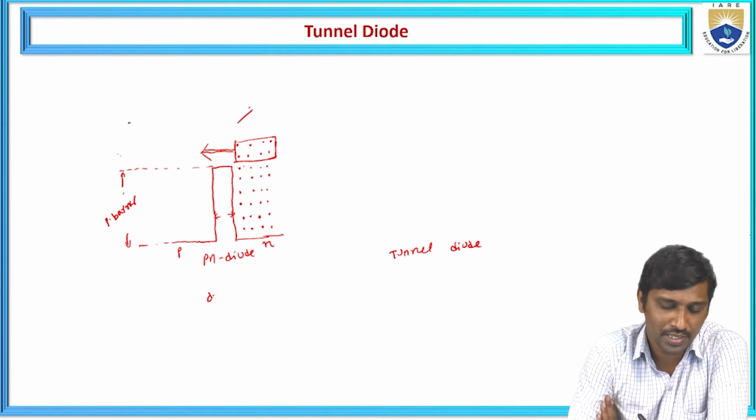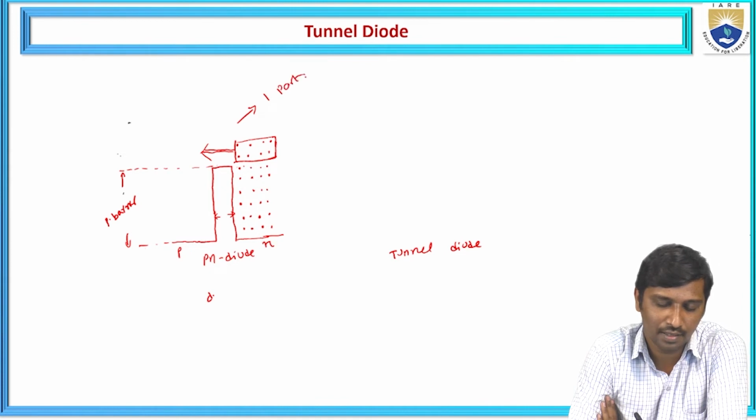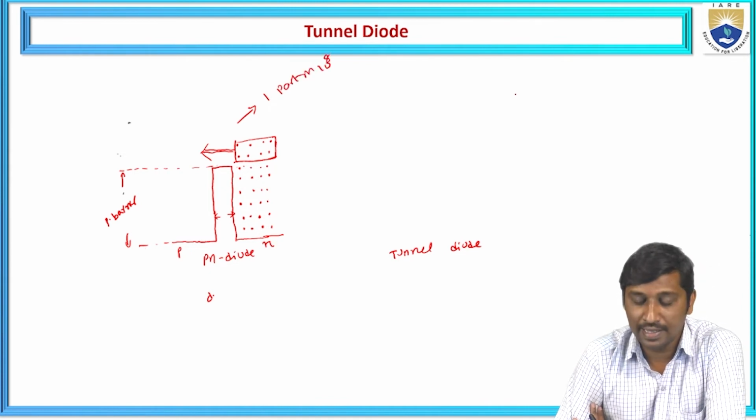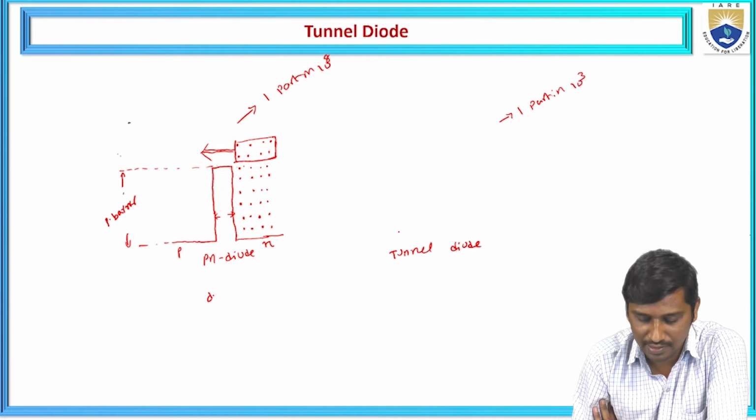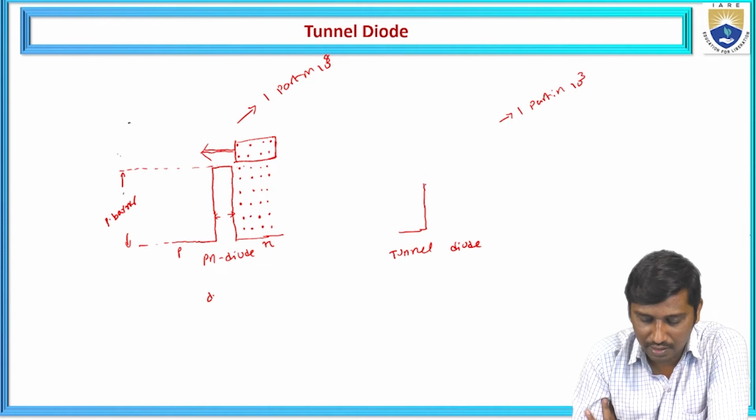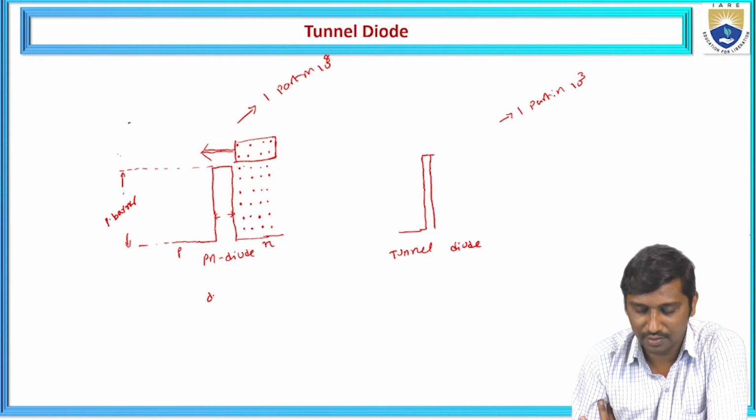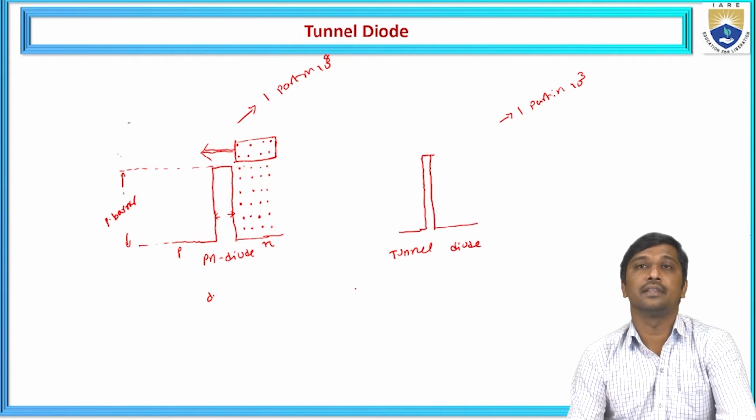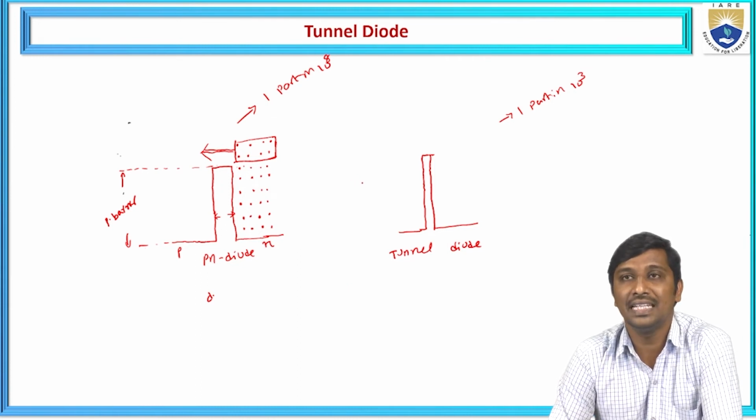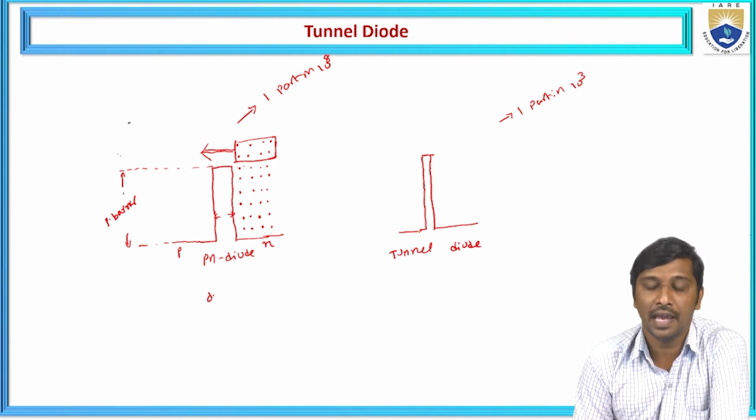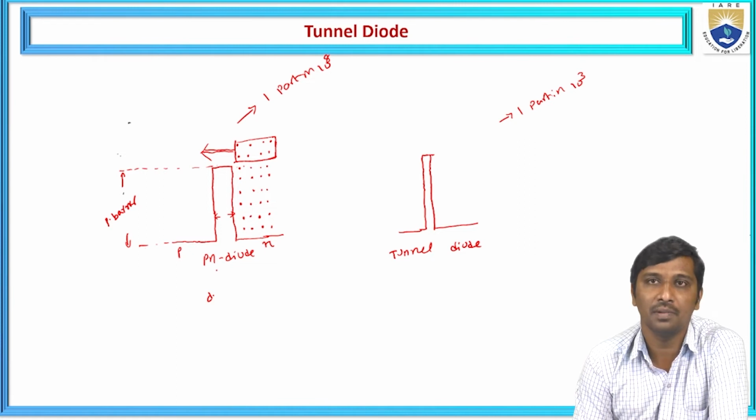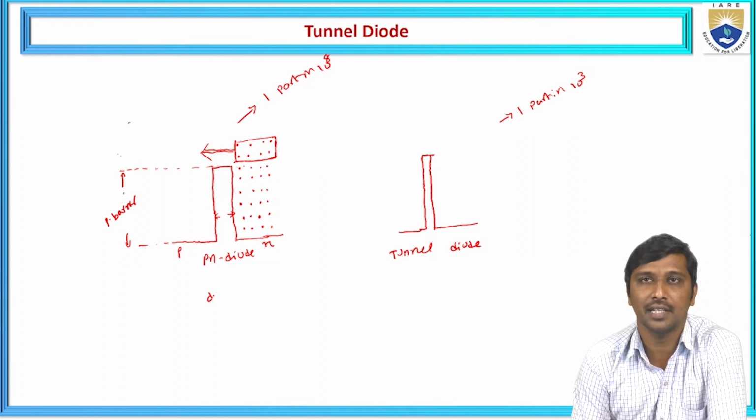So in this case, the impurity concentration we take as 1 part in 10 to the power of 8. But in the case of a tunnel diode, the impurity concentration we consider as 1 part in 10 to the power of 3. Initially we said that the tunnel diode or Esaki diode is a thin junction, so that is the reason the depletion width is very narrow compared with a normal p-n junction diode under the unbiased condition.